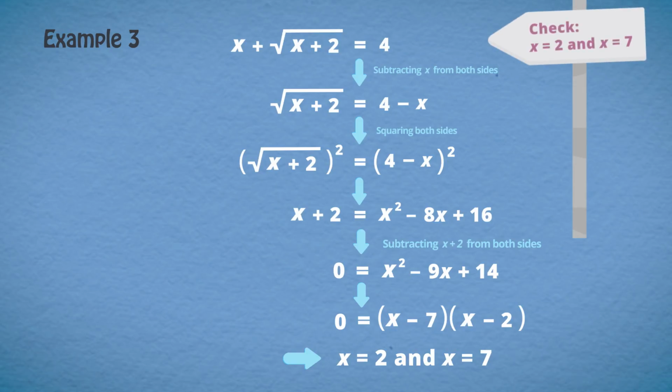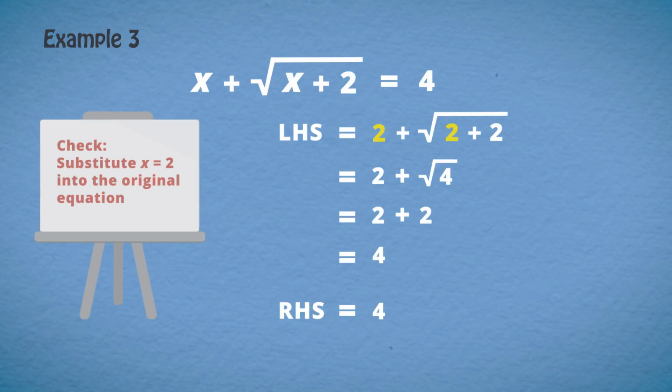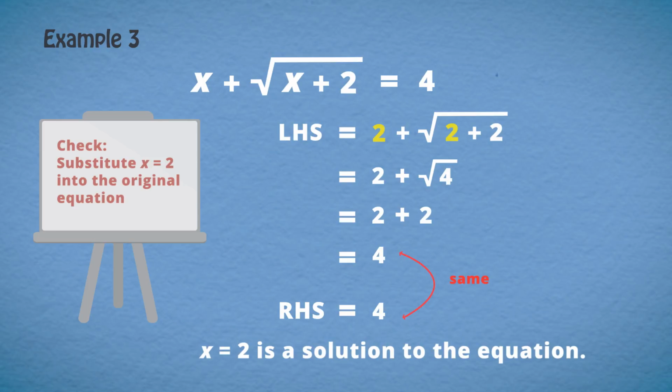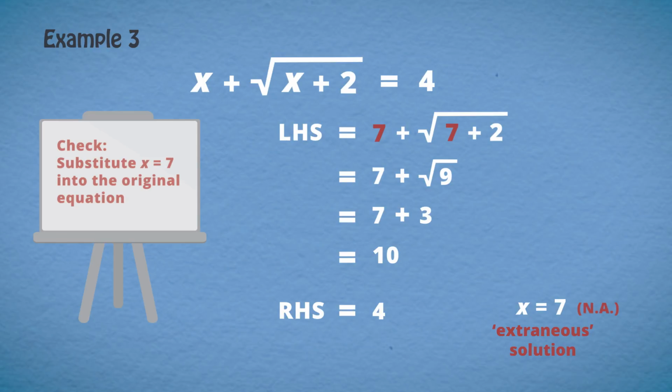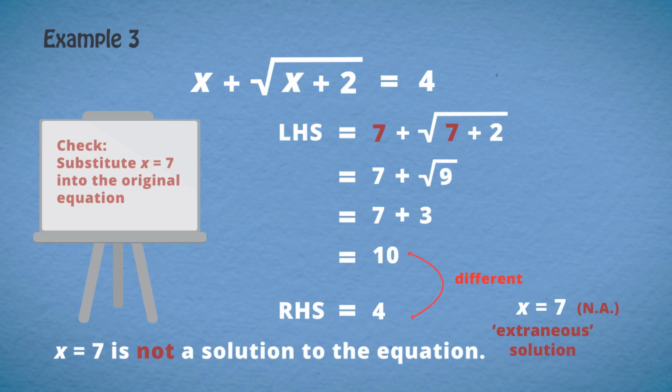As always, let's check our answers with the original equation. Since the value on both sides is the same, it tells us that x equals 2 is a solution to the equation. However, x equals 7 is an extraneous solution as the value of both sides are different and is therefore not a solution to the equation.